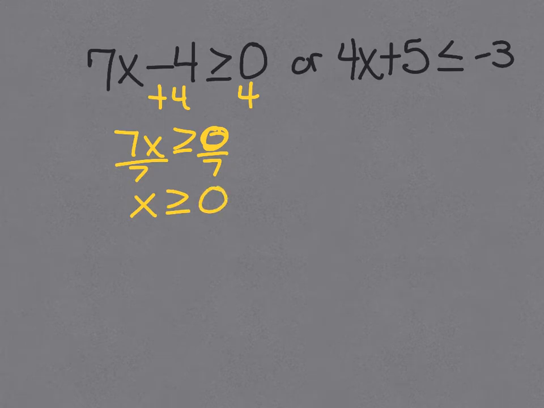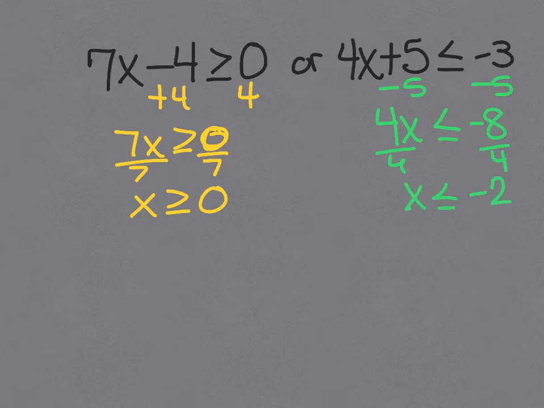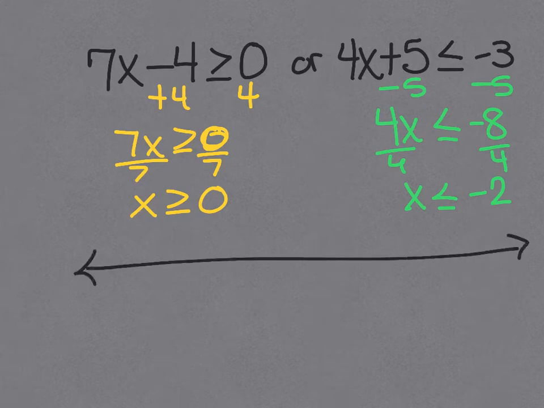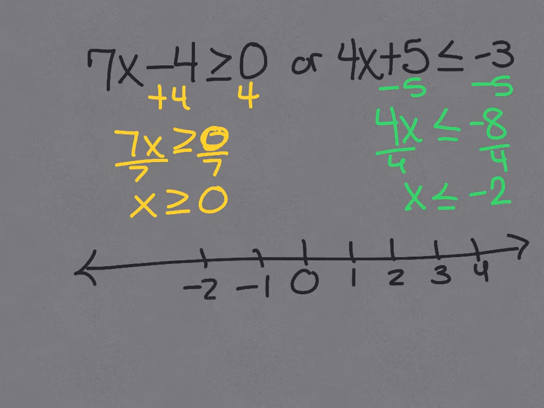All right, on the other side, we're going to subtract 5, so 4x is less than or equal to negative 8. Now divide by 4, so x is less than or equal to negative 2. Okay, so we have our solutions there. Let's graph them on the number line. We're going from 0 to negative 2, so let's do 0, 1, 2, 3, 4, negative 1, negative 2, negative 3, negative 4.